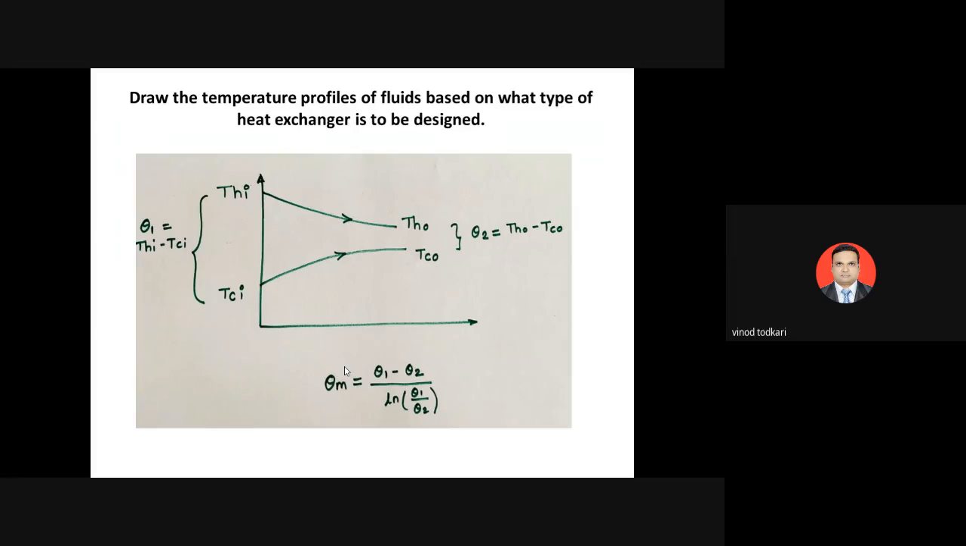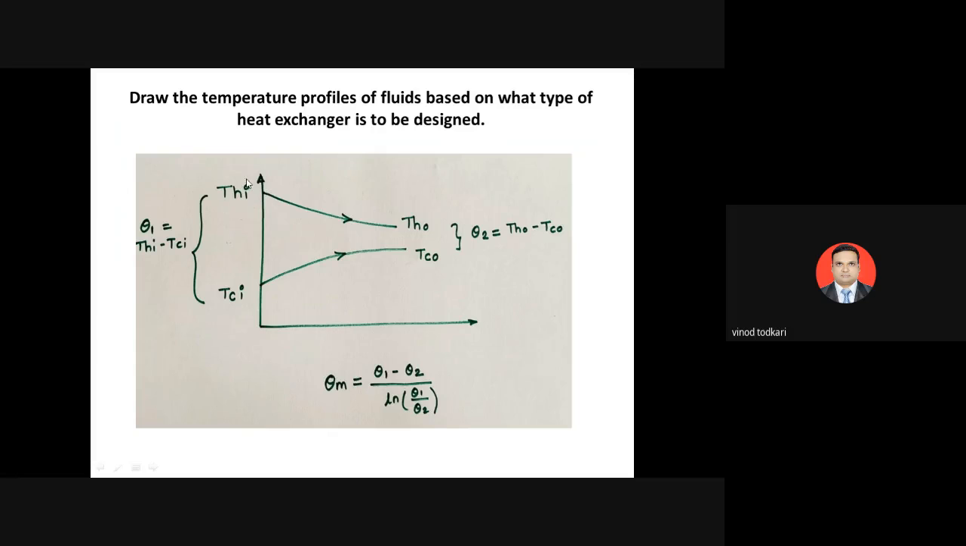Now, the third step is to draw temperature profile. Before drawing temperature profile, we must know what type of heat exchanger it is. If it is parallel flow, the temperature profile will be different. If it is counter flow, the temperature profile will be different. In last section, we have discussed this. This is the temperature profile for parallel flow heat exchanger. Both fluids, they are flowing in same direction.